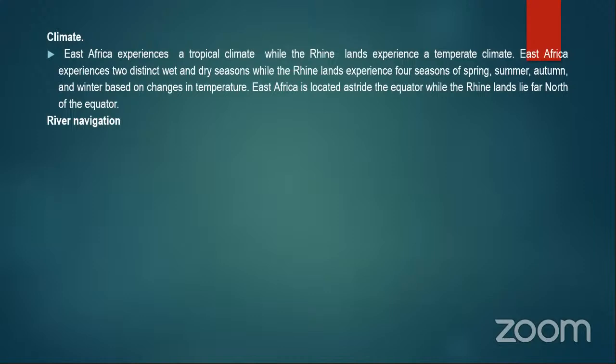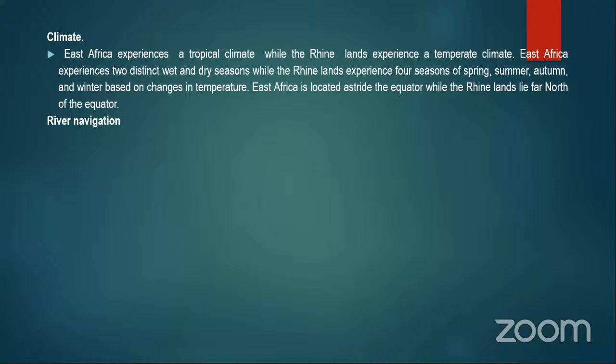What makes our rivers not good for navigation? Yes. Because of water hyacinth. We have the problem of water hyacinth. The rivers contain hippos. They contain dangerous animals for navigation.